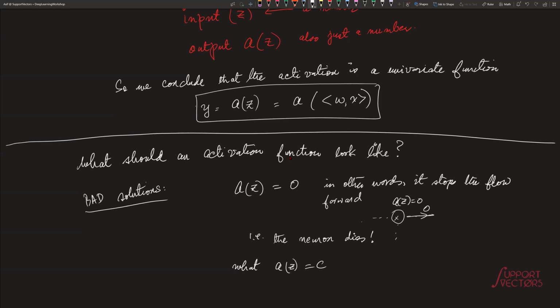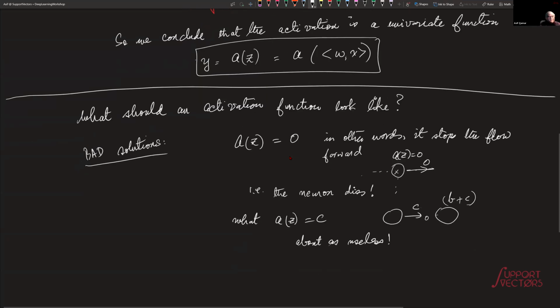No, it's almost the same. Why? Because if all that this is doing is producing a constant to the next neuron, there will be a bias term, and you're just adding C to the bias term. It is as good as having 0 here and adding C to the bias term, isn't it, guys? So this would be about as useless, not very useful. Then comes another solution.